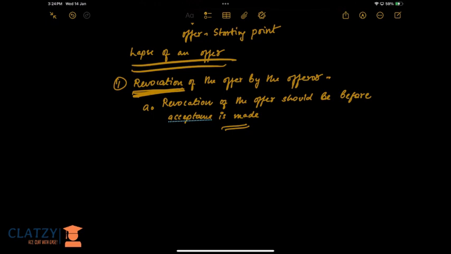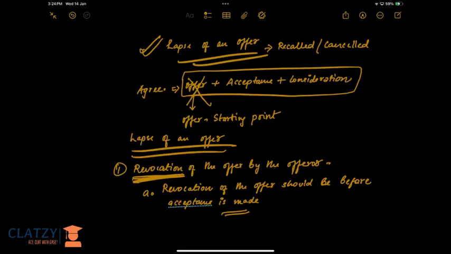Why? Because again, come to basics. Agreement is offer plus acceptance. So if a party has given its acceptance, then both the parties are bound by the offer and the acceptance. They cannot go back now. Therefore, if the offerer wants to revoke his or her offer, he or she can do so only before the acceptance is made. Once an acceptance is made, an agreement is formed. Okay, so that is the limited window within which an offer can be revoked.